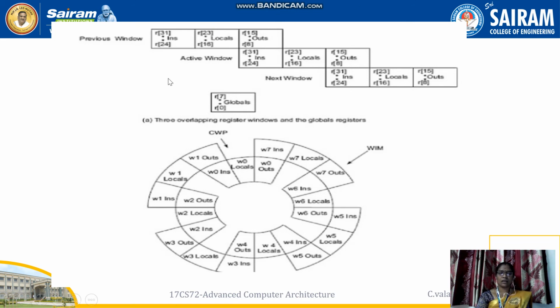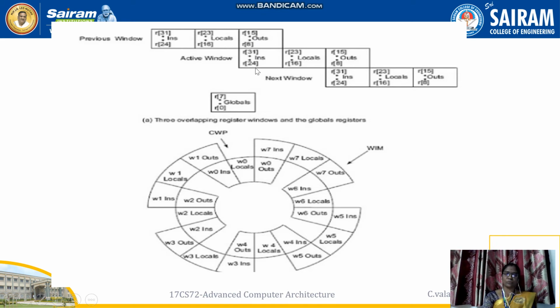Then the procedures are executed. What is going to be shared with the next window is considered the out registers. So R8 to R15 are called out registers, given as input registers for the next window. According to the diagram, this window is the active window, but the output of the previous window is given as input for the present window. So the input will always be associated with registers R24 to R31.